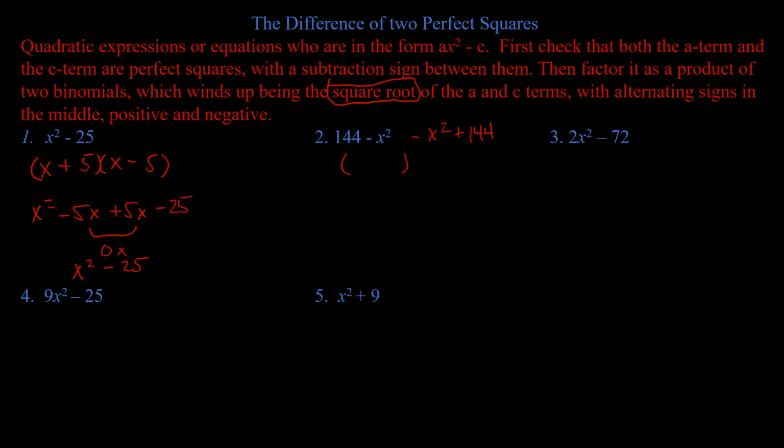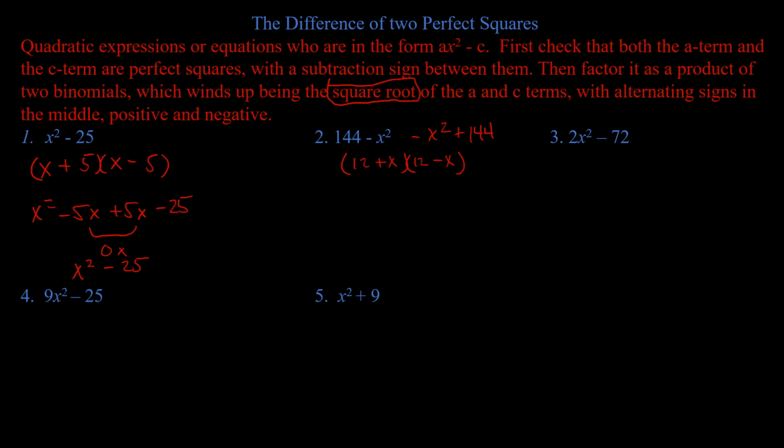So now you're factoring that 144. And again, it's a perfect square, so the square root of 144 is 12, so 12 goes in the front of each parentheses. So now we're factoring that negative 1x squared. And that's going to be positive 1x and negative 1x. You can check by FOILing if you'd like, but that is the correct answer.